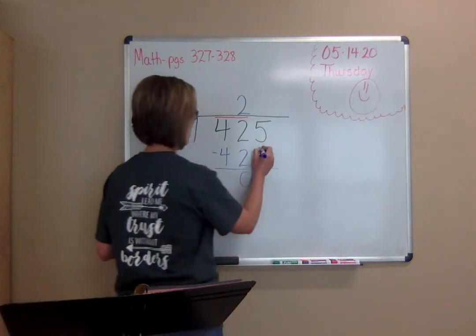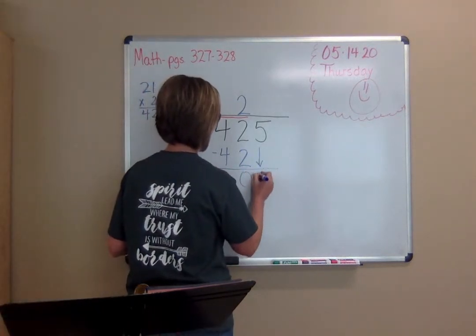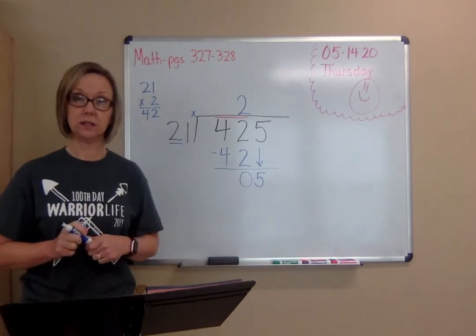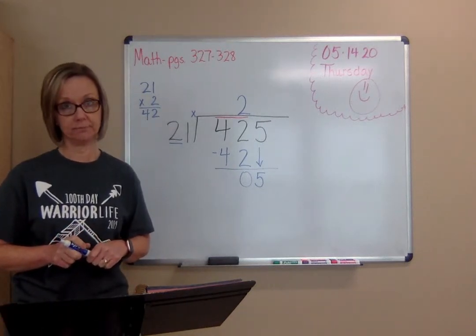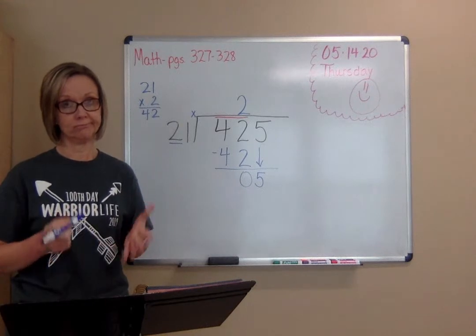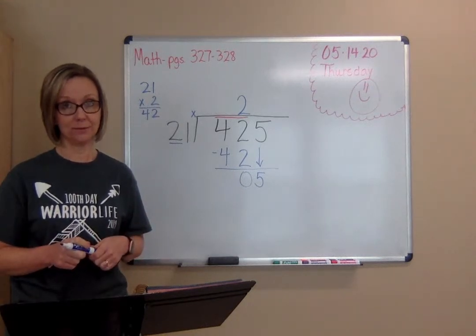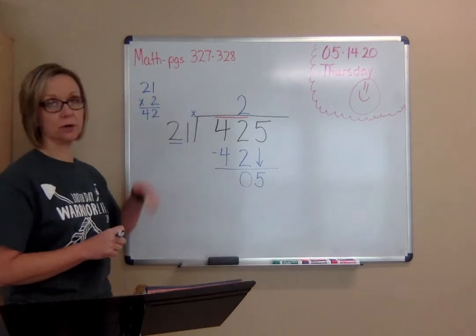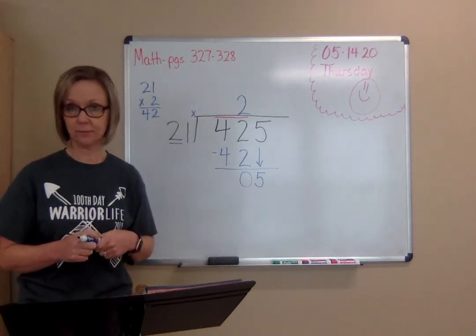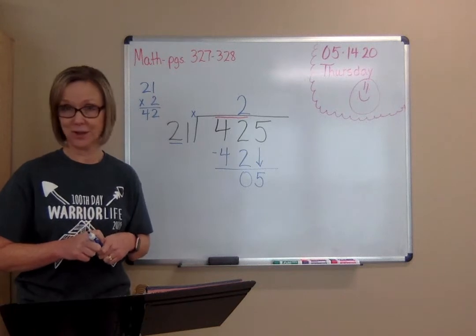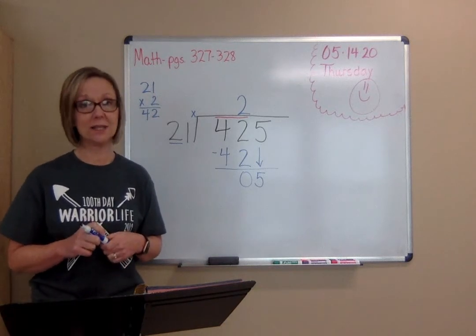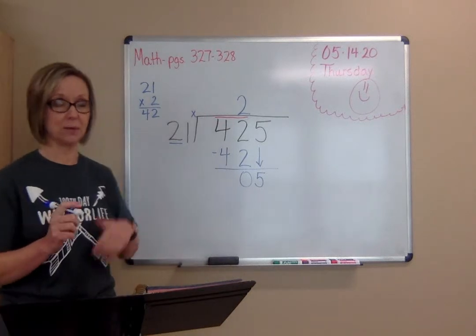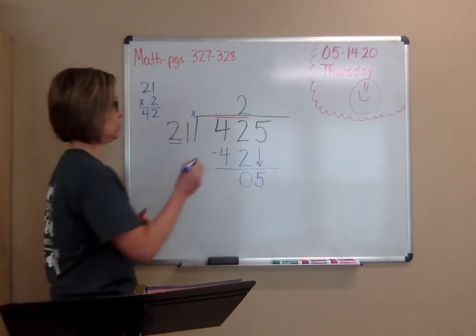Our fifth step, we bring down the 5. And now we're saying 5 divided by 21. Does that work? No, because 5 is smaller than 21. That does not work. 1 times 21 is going to be 21. That's way, way too much. You bid too much for the laptop. So we have to go back and use 0.